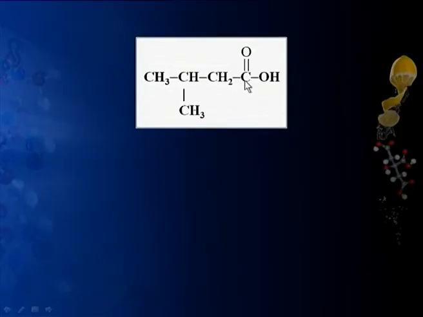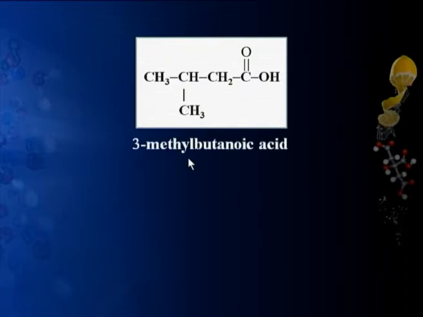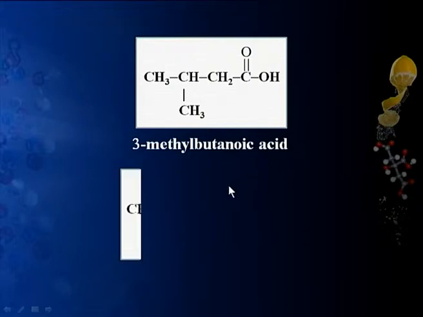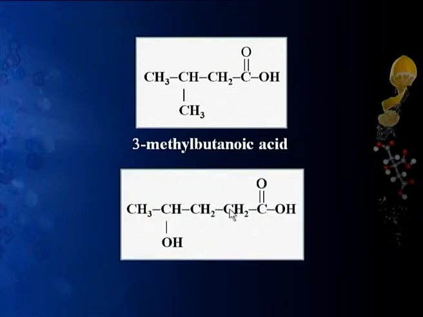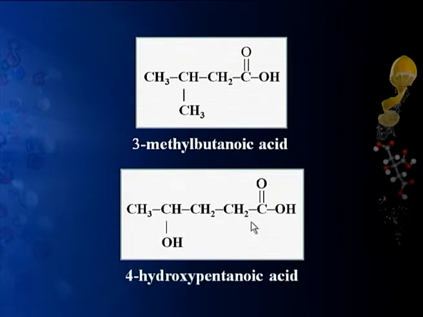This is a compound. It is a 1, 2, 3, 4 carbon chain containing acid. If this is carbon number 1, this is 2, this is 3. So there is a methyl group present at carbon number 3. So this is a 4 carbon acid, butanoic acid, and a methyl present at carbon number 3, it becomes 3-methyl butanoic acid. Let's take another example. Now this is 1, 2, 3, 4, 5. A 5 carbon chain acid means it's a pentanoic acid, and it has got a hydroxyl group at the 4th position. So it is named as 4-hydroxy pentanoic acid.